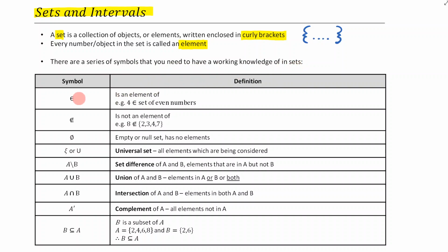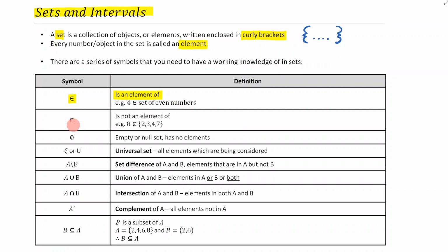work through them now. The first is the Greek letter epsilon, which means is an element of. So for example, 4 is an element of the set of even numbers. And what this is just saying is that 4 is a part of the set of even numbers. So if we think about our even numbers, there's 2, 4, 6, 8, and so on.